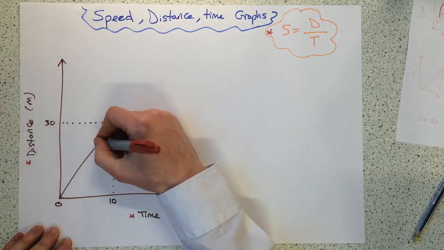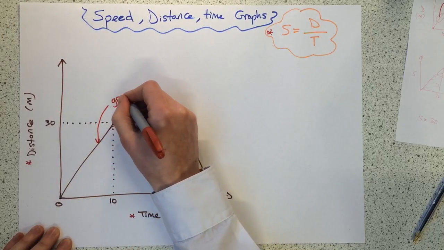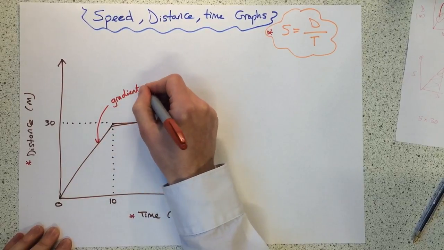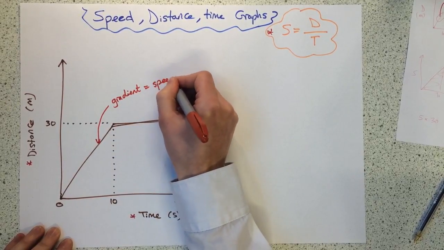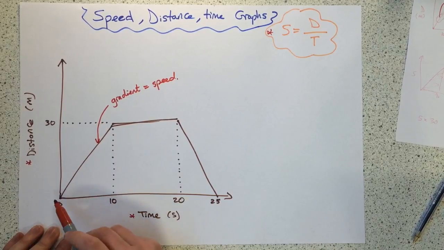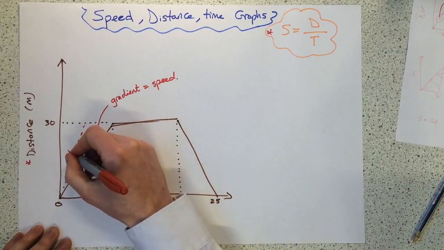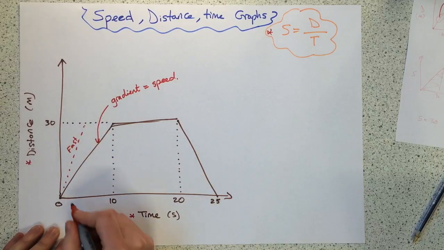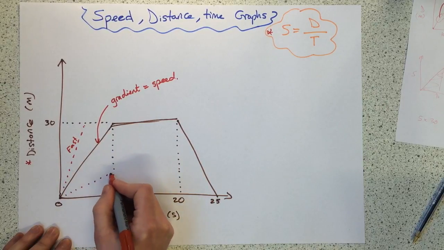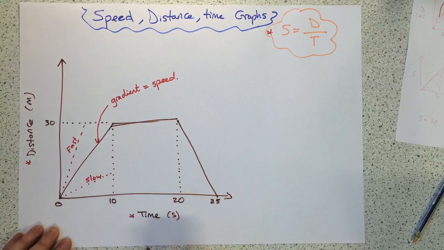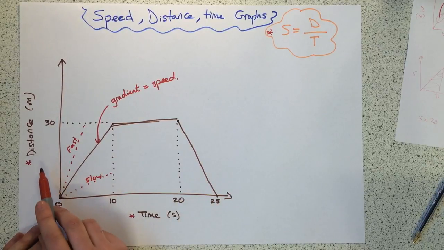First thing you need to know, the gradient of the line tells you the speed. Okay? So if the gradient is really steep, this means it's very fast. If the gradient is shallow, it means it's really slow. Okay? Because it's not covering the same distance in that time.